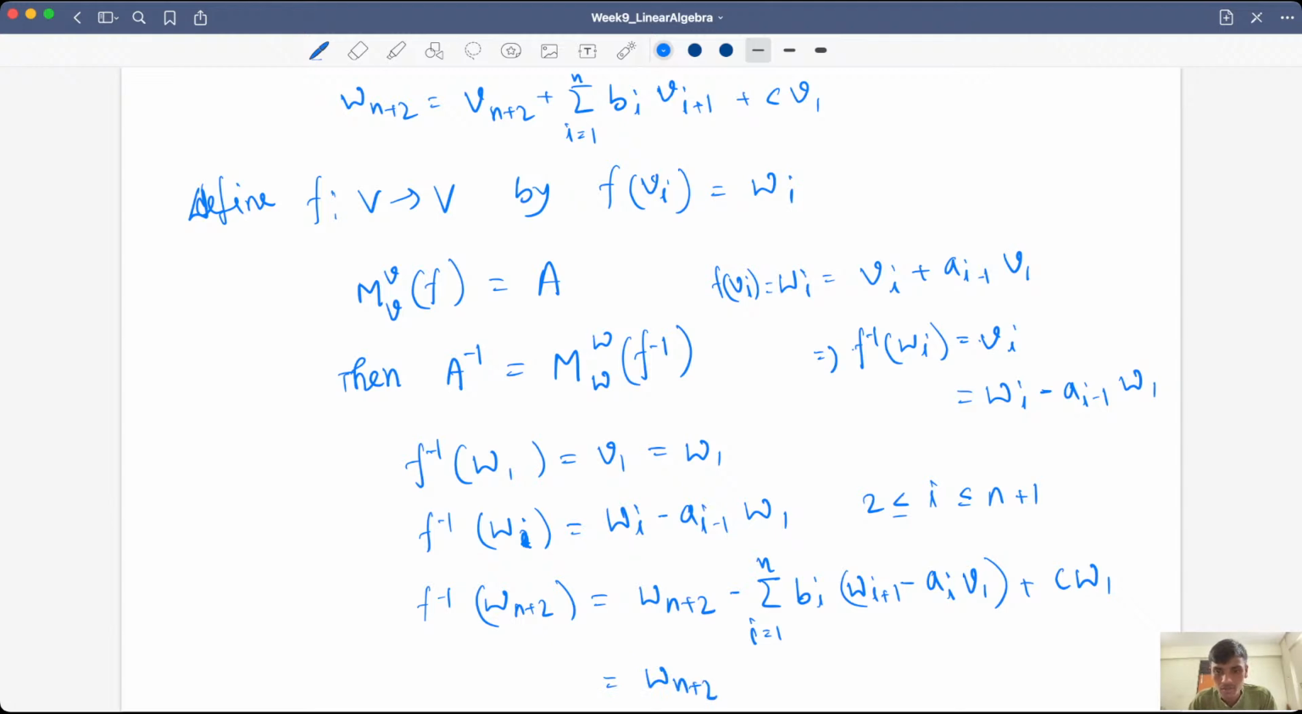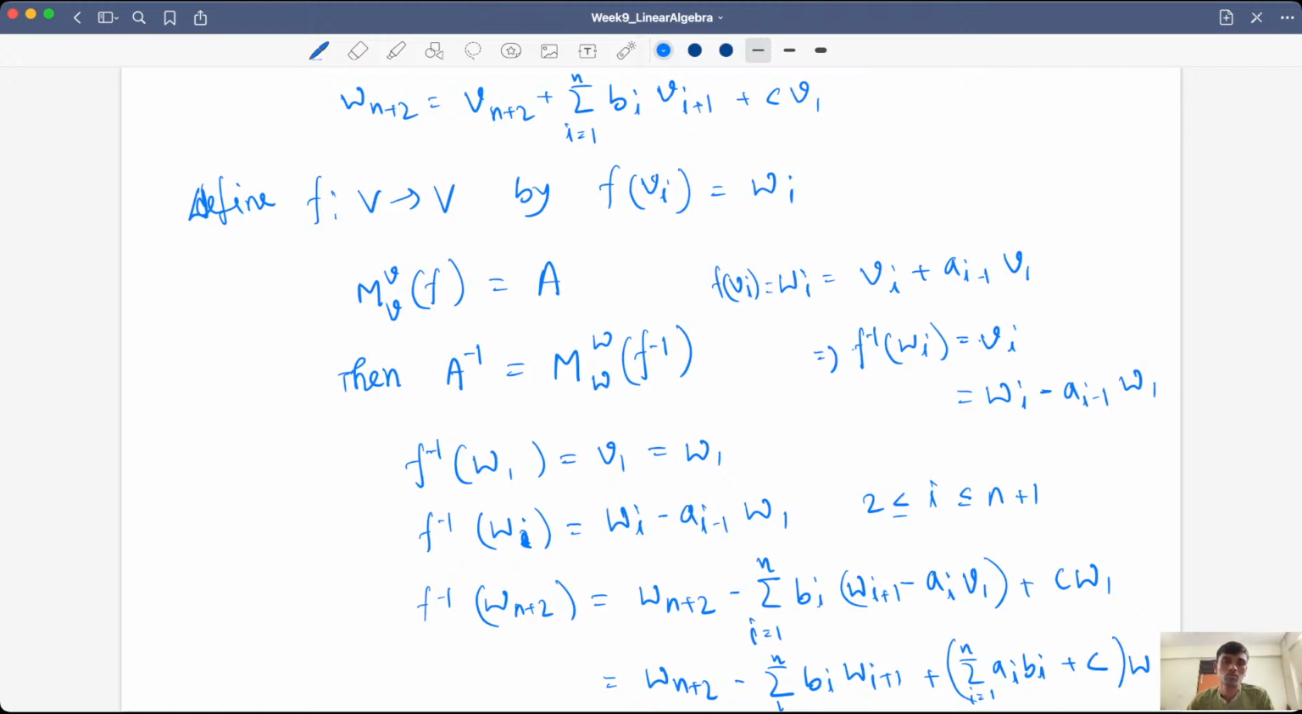So just arrange everything in order to get that this is w n plus 2. Then you have from this minus the sum of di w i plus 1 from i equal to 1 to n, and then everything is this v1 is again w1, so this is plus the sum of ai bi from i equal to 1 to n, this plus c whole into w1.